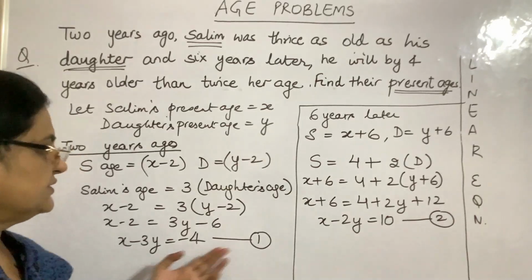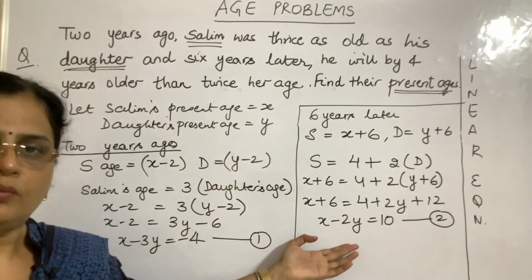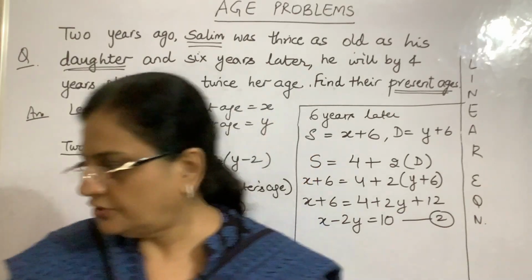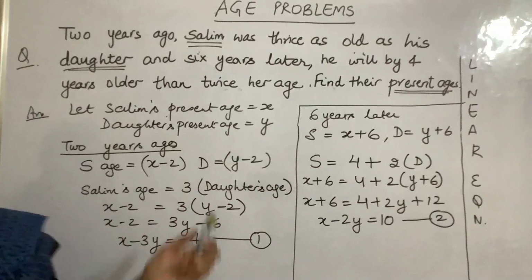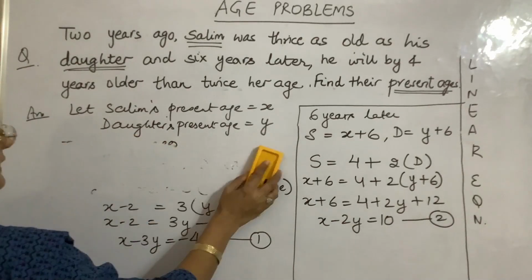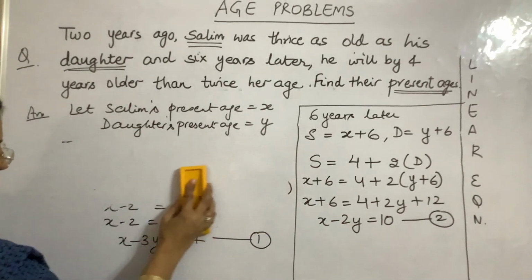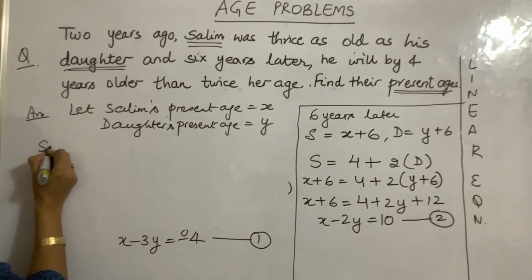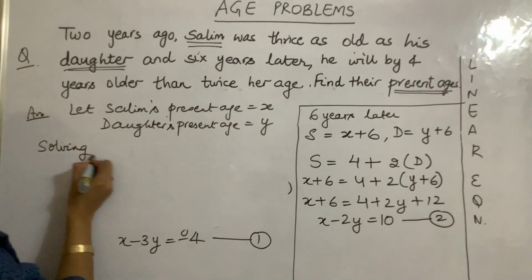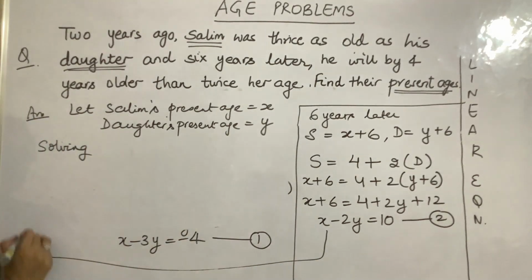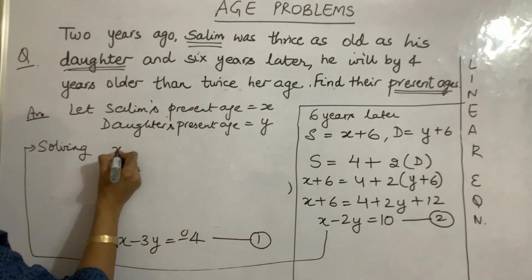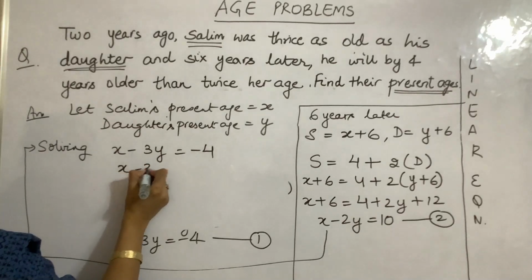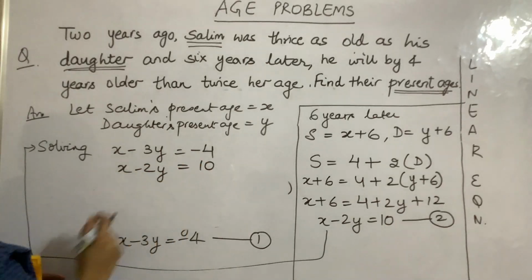Now you have two equations. You have generated two equations. What is required? You have to solve both these equations. I'm short of space, so I'll drop out this part and let us solve both the equations. Solving x minus 3y is equal to minus 4 and x minus 2y is equal to 10.